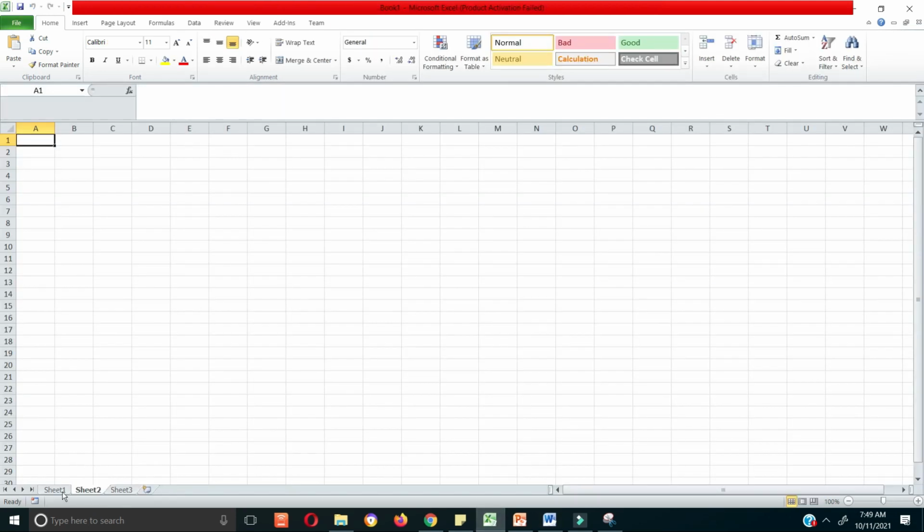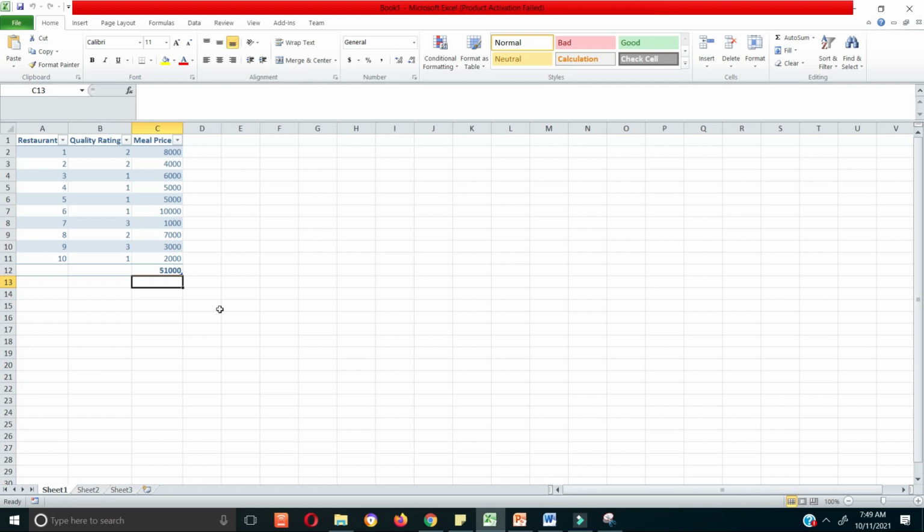Maybe let me just show you how to create a cross-tabulation in Excel. So you can have this kind of data. For instance, we have restaurant data, and this is the restaurant number identifier, and then this is the quality rating, and then this is the meal price.